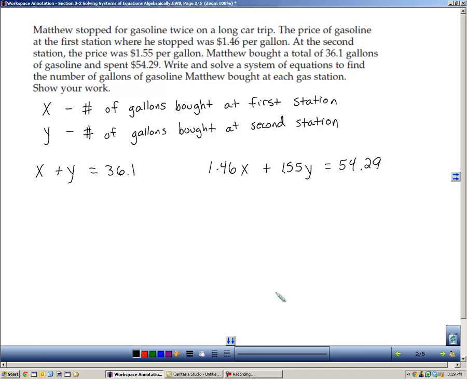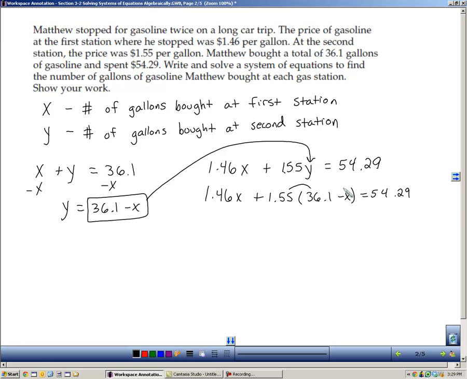We're going to continue to use substitution. Over here I'm going to isolate either the x or y. It doesn't matter. I'll isolate the y because we did x last time. So 36.1 minus x is what y is. So I'm going to take that and I'm going to plug that in for the y in the second equation. Now I'm going to solve.